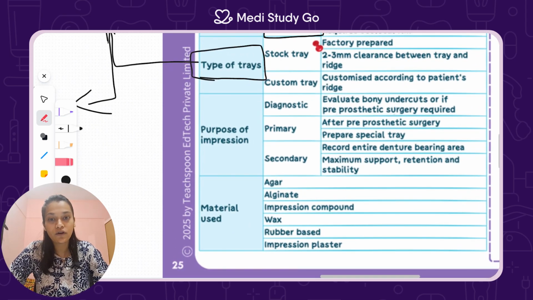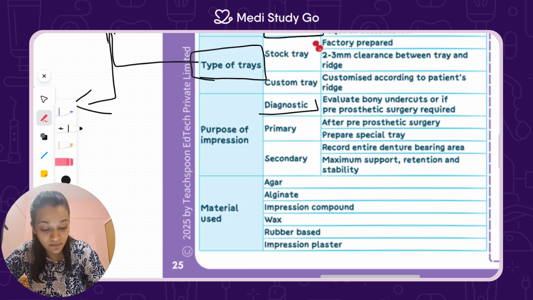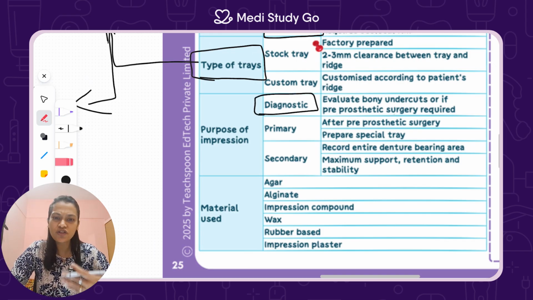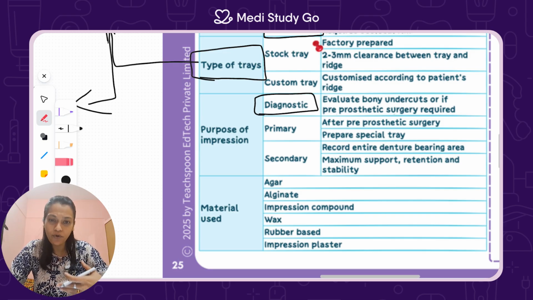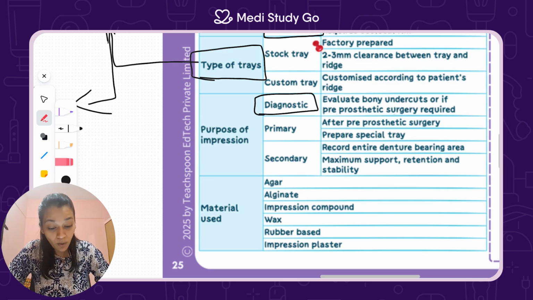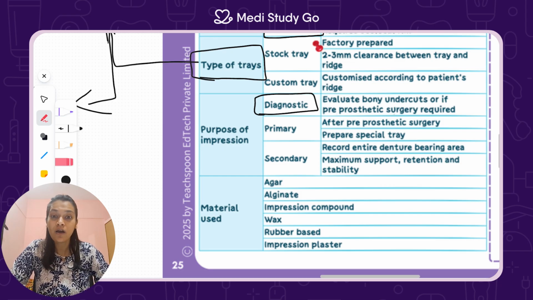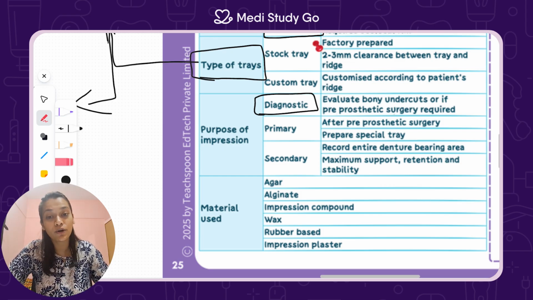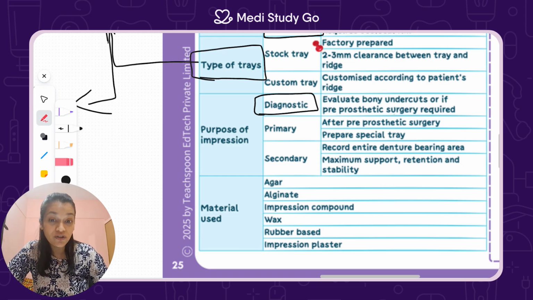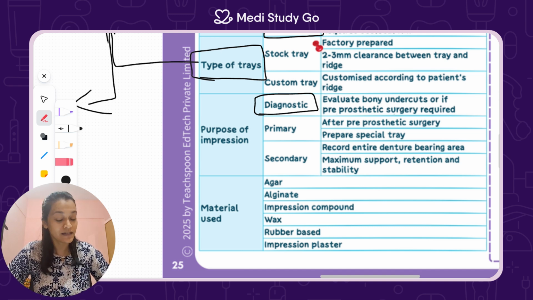Then the purpose of impression. Why are you actually making that impression? It will either be for diagnosis, just to know, right? Just before your pre-prosthetic surgery, you would want to know what are the undercuts, the soft tissue and hard tissue undercuts, where the bony exostosis is present, where you need to alter the path of insertion, and whether you would want to keep the undercut or eliminate it. All of this will be done on your diagnostic cast, and for that you would have to obtain your diagnostic impression.